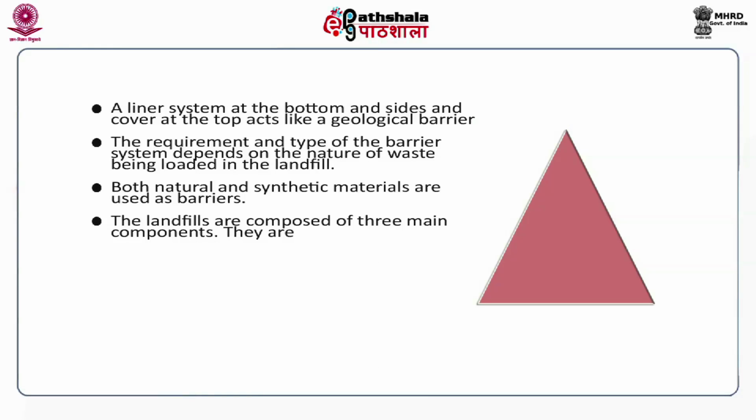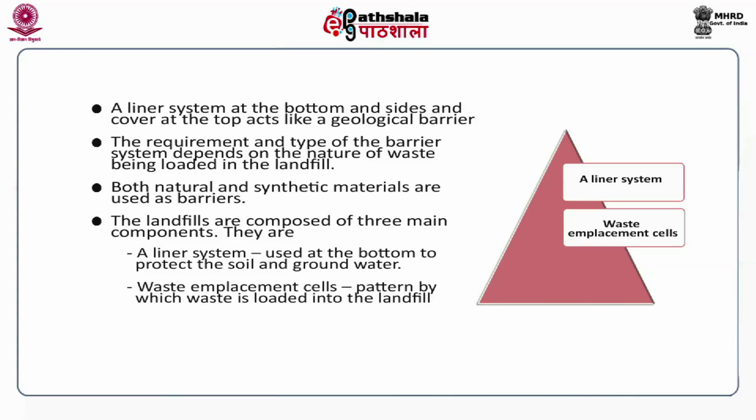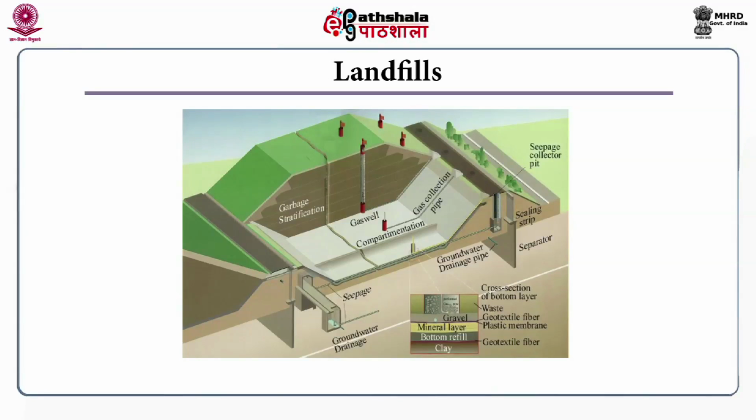The landfills are generally composed of three main components. One, the liner system, which will provide protection at the bottom and protect the soil and the water. Then come the waste emplacement cells, that is, the pattern by which the waste is loaded into the landfill. The third one is the cover or capping, which is the topmost protection layer that prevents the entry of water or animals into the waste pile. This figure shows the structure of a conventional landfill.